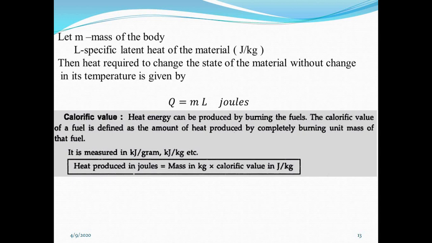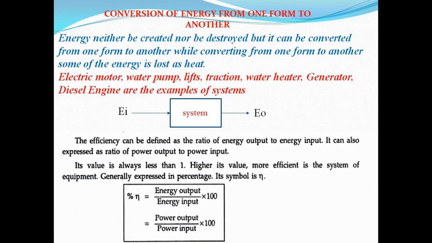Next is calorific value. Heat energy can be produced by burning fuels. The calorific value of a fuel is defined as the amount of heat produced by completely burning unit mass of that fuel. So the heat produced is equal to mass in kg into calorific value. Calorific value is also measured in kilojoules per gram or kilojoules per kg. Now the quantities of all the three systems are completed.